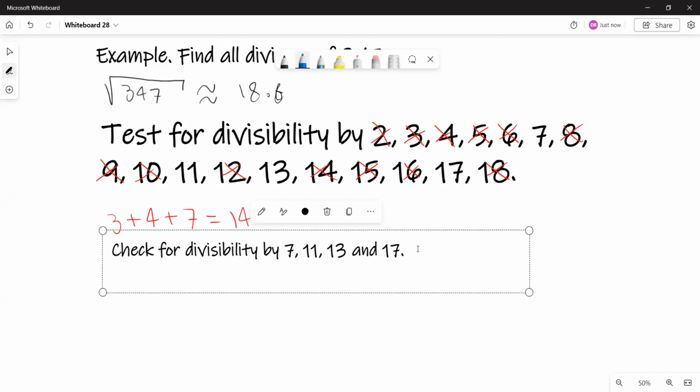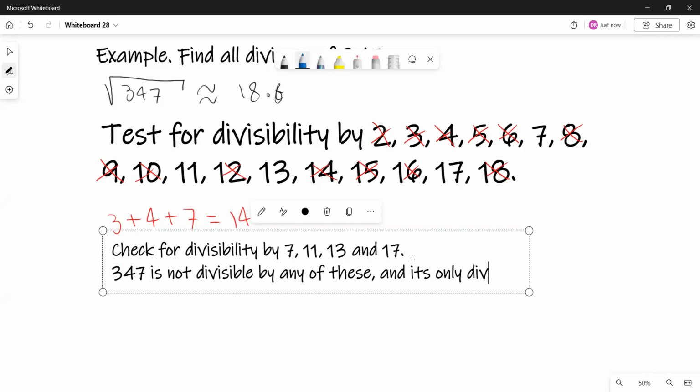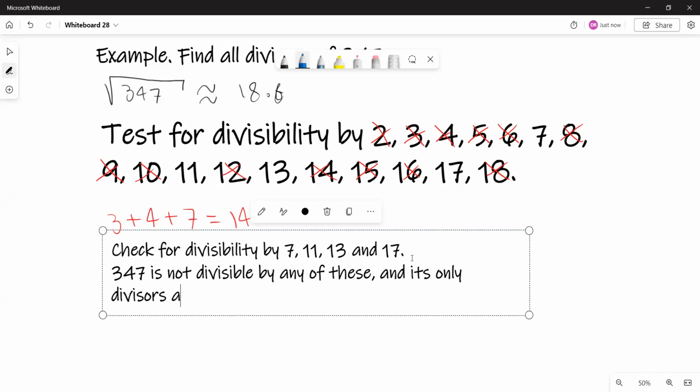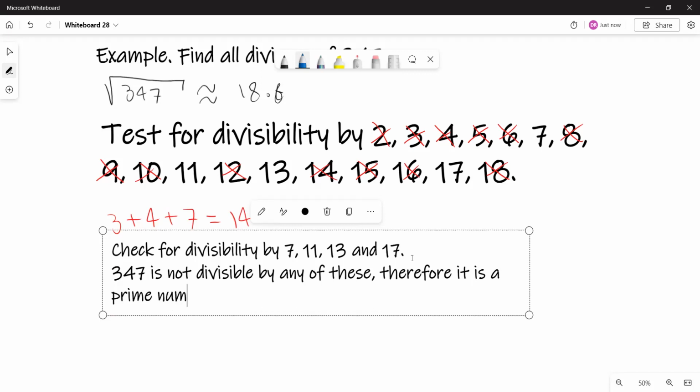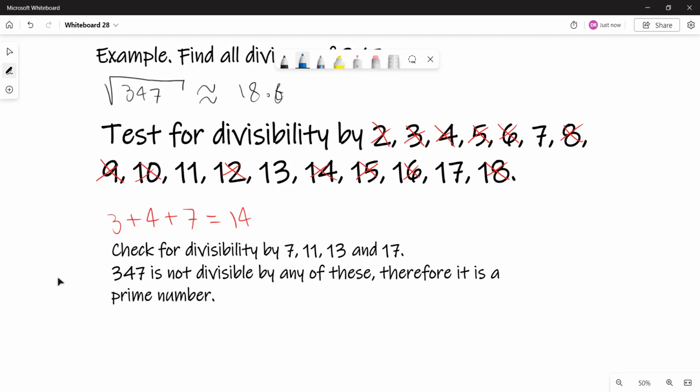Okay, so 347 is not divisible by any of these. Therefore, it is a prime number. Its only divisors are going to be 1 and 347.